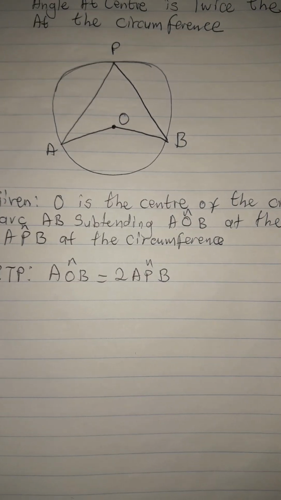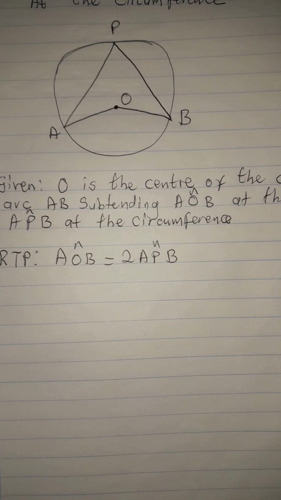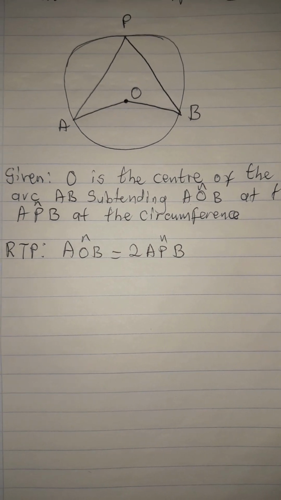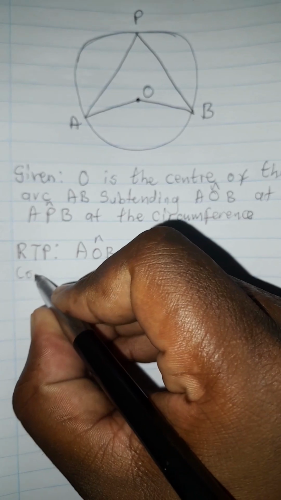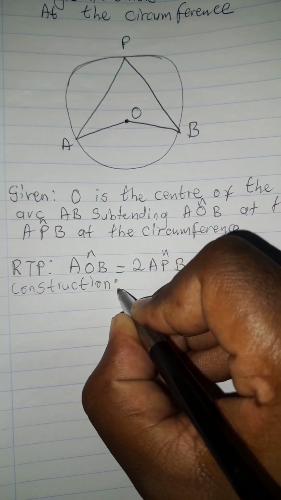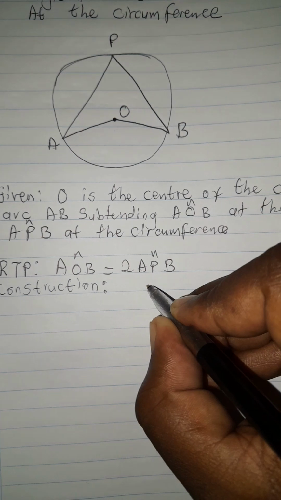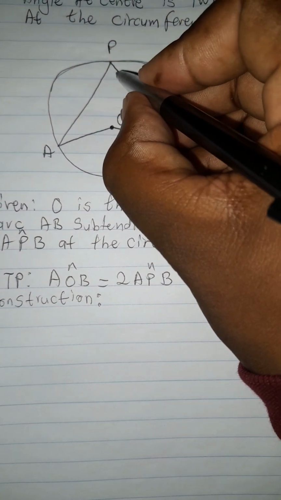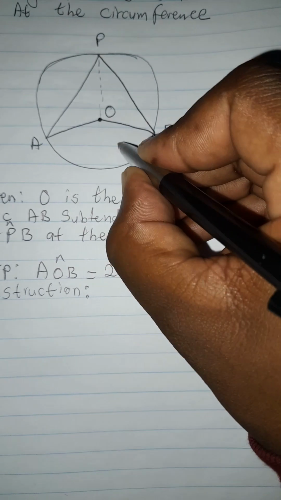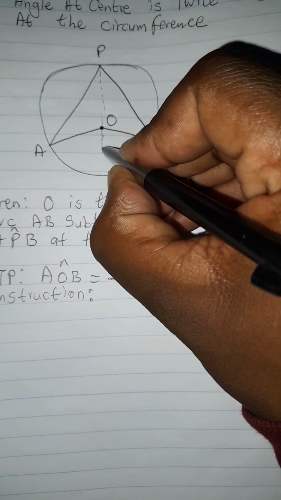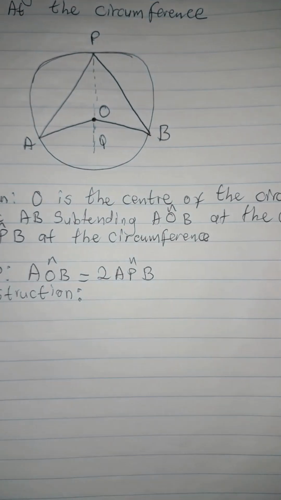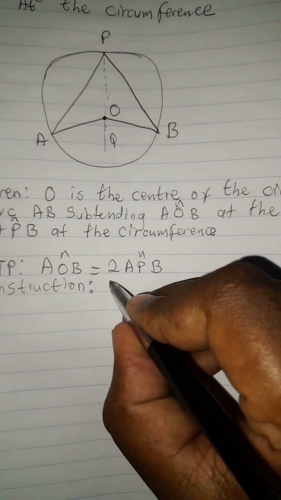First things first, when you're building a house, you must start with construction. A house cannot be built without construction. So first, we are going to write construction. What are we constructing here? We are going to draw PO, and produce it to Q, or extend it to Q. So let's draw here, I'll use dotted lines. So we are going to have a Q here.